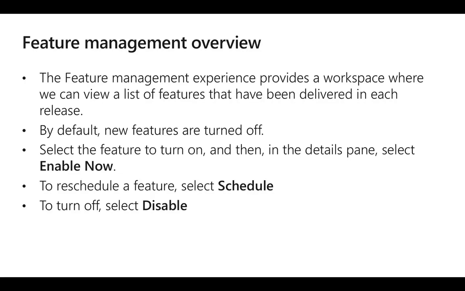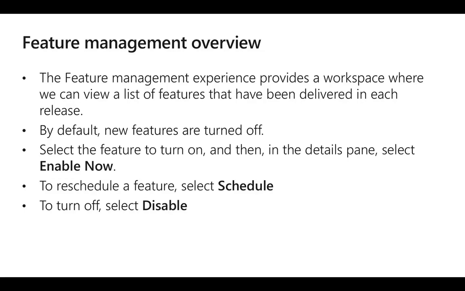We will see a page that shows a list of features or releases that are supported by the feature management experience. Over time, Microsoft will enhance the feature management experience so that it includes additional functionality to help you manage features. If a feature hasn't been turned on, an Enable Now button appears in the detail pane. We can use this button to turn on the feature.